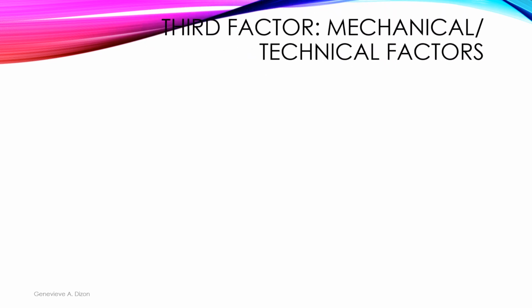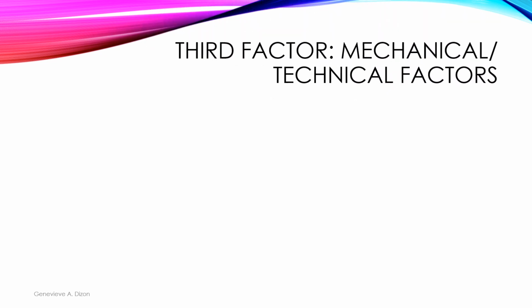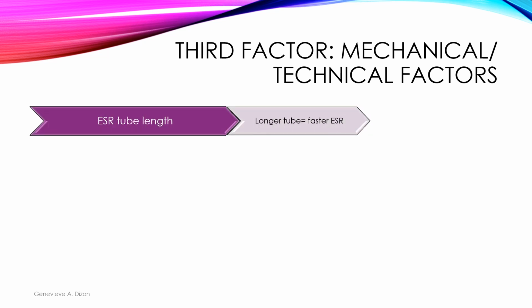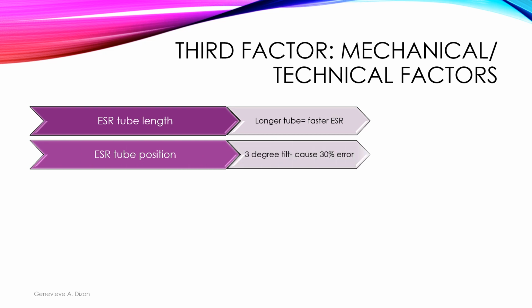The third factor to consider in ESR determination are the different mechanical or technical factors, and there's a lot of these factors that can affect ESR, making it very prone to erroneous results. The first one is the length of the tube used for ESR. The longer the tube, the faster ESR would be. This is because when the tube is longer, there would be more space at the bottom wherein the cells can start settling down.